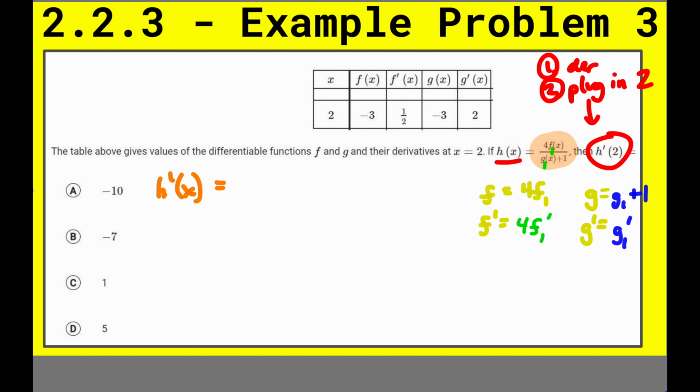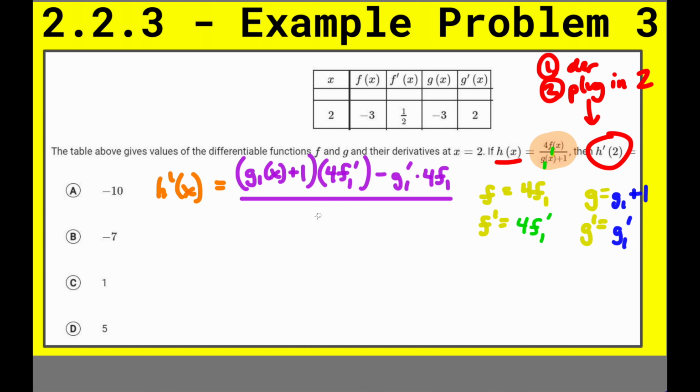All right, so now let's follow the formula. It's going to be g f prime, so girlfriend prime, so g times f prime, which is 4 f sub 1 prime, minus, okay, now it's going to be g prime f, so that's going to be g sub 1 prime times 4 times f sub 1. Okay, and then we're going to divide all this by g squared, which is just going to be g sub 1 of x plus 1 quantity squared. Holy cow. This is looking messy, but we can figure it out.